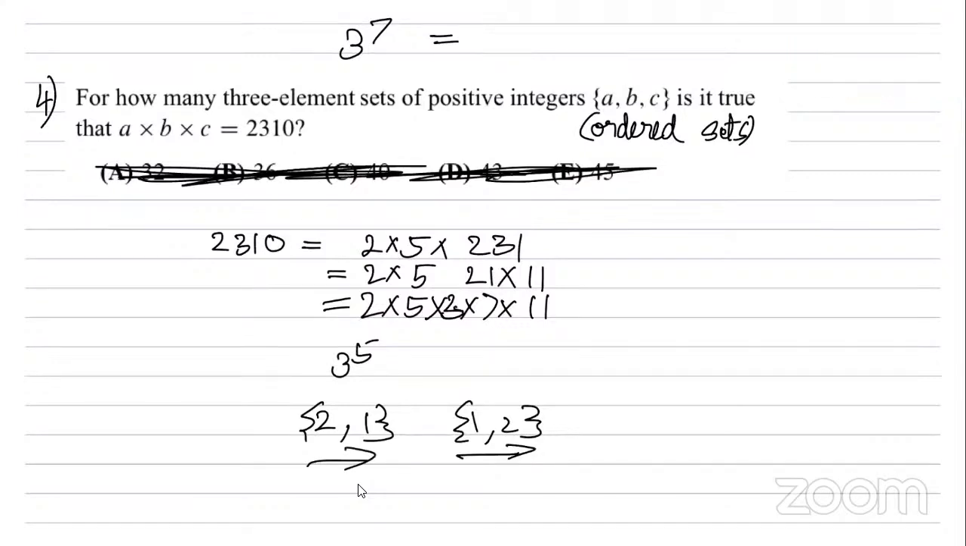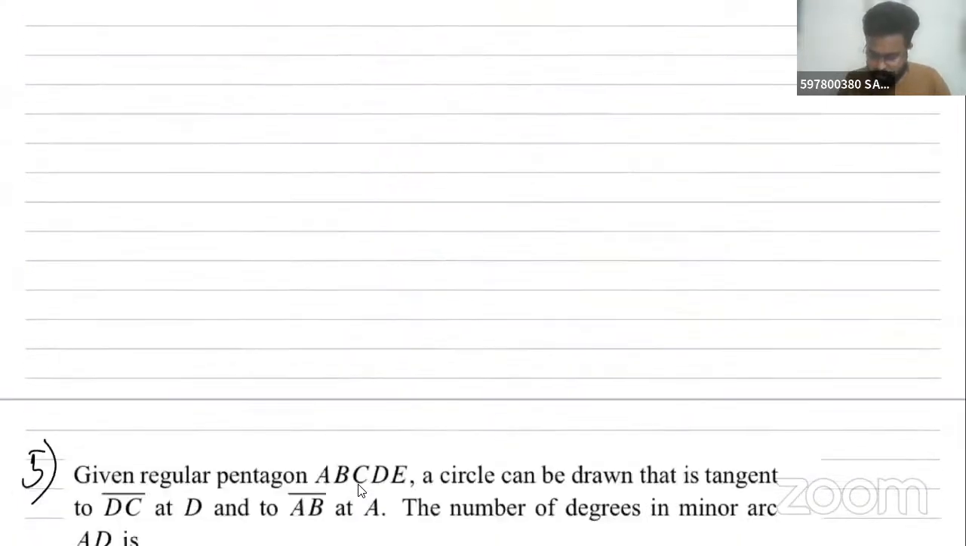That's why if I say all ordered... Yeah, what happened? Unordered sets, we can discuss towards the end of the class. For now, you can try out this fifth question.